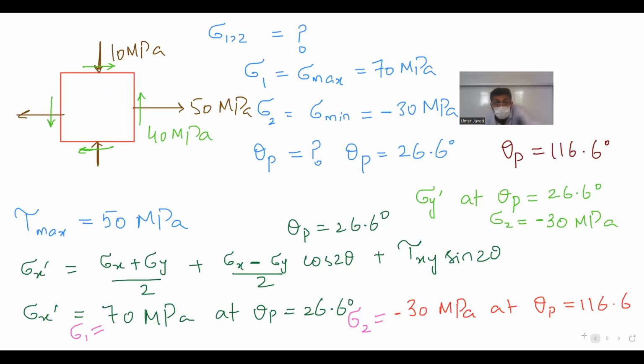So tell me, where is 26.6 degree anti-clockwise? So 26.6 degree will be something like this. Why don't you tell me whether I am right or wrong? This will be 26.6. This will be like this.